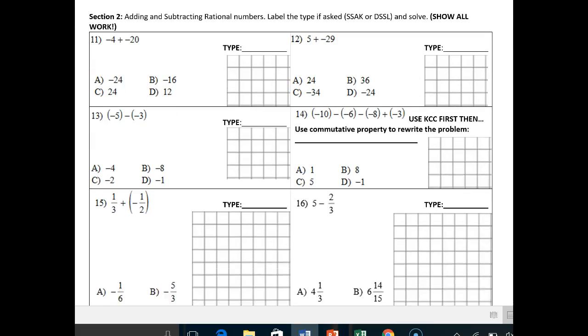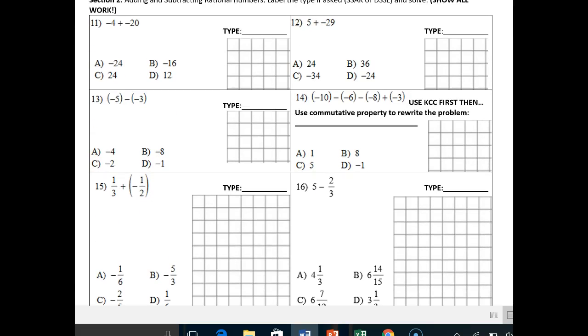Okay. Backside, we got -4 plus -20. The type is SSAK. And we can just add them up. 20 plus 4 and keep the sign. Should get -24.